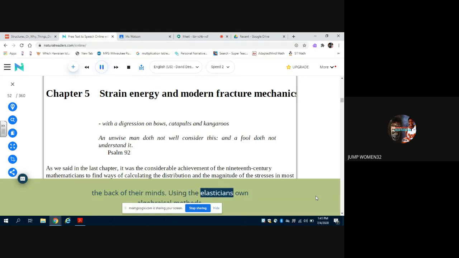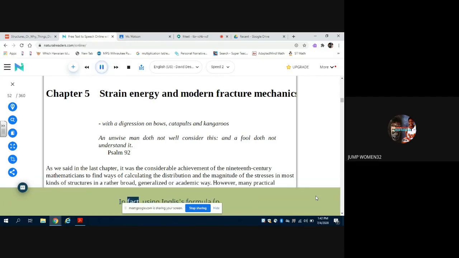Using the elastic Ian's own algebraical methods, he pointed out that the existence of even a tiny unexpected defect or irregularity in an apparently safe structure would be able to cause an increase of local stress which might be greater than the accepted breaking stress of the material and so might be expected to cause the structure to break prematurely.